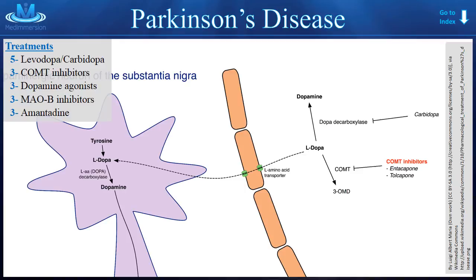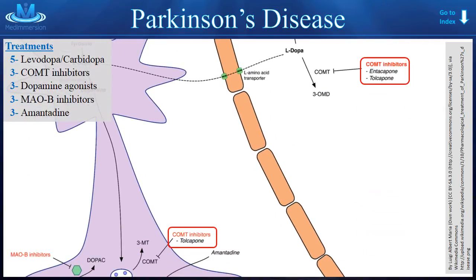Along that same line, the COMT inhibitors, 3 out of 5. COMT stands for catechol-O-methyltransferase. It's another enzyme that degrades or metabolizes L-dopa and dopamine. So, thus, giving a COMT inhibitor, again, decreases the waste and allows more L-dopa to be used where it's needed. And there's 2 there, entacapone and tolcapone.